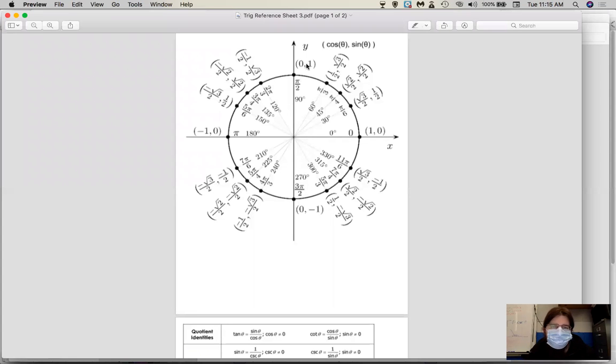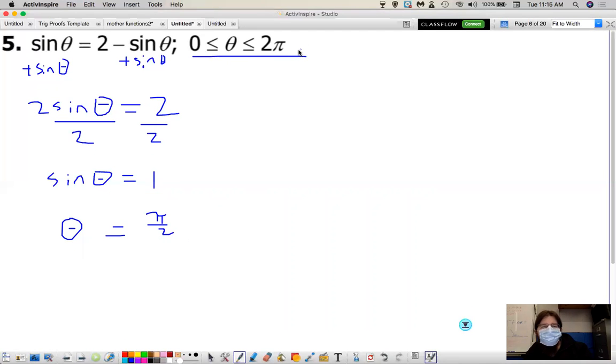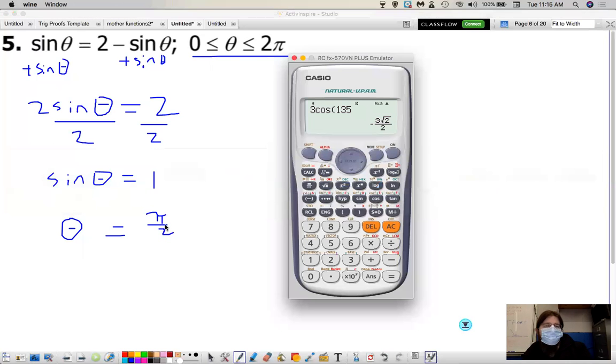At pi over 2, sine is 1. That's the only place on here where sine is 1. So between 0 and 2 pi, that's the only option. And yes, I do need to have pi over 2 as my answer, not 90 degrees. Now let's see how we could check this.